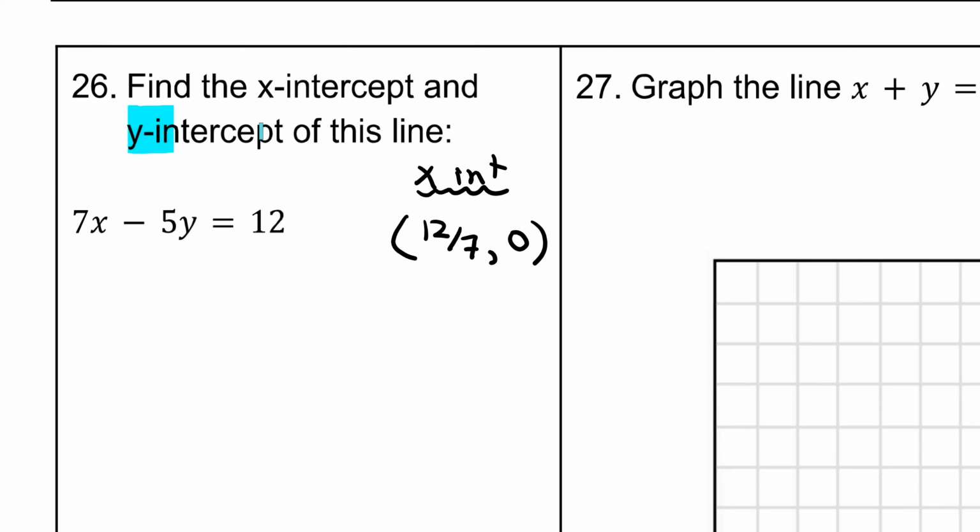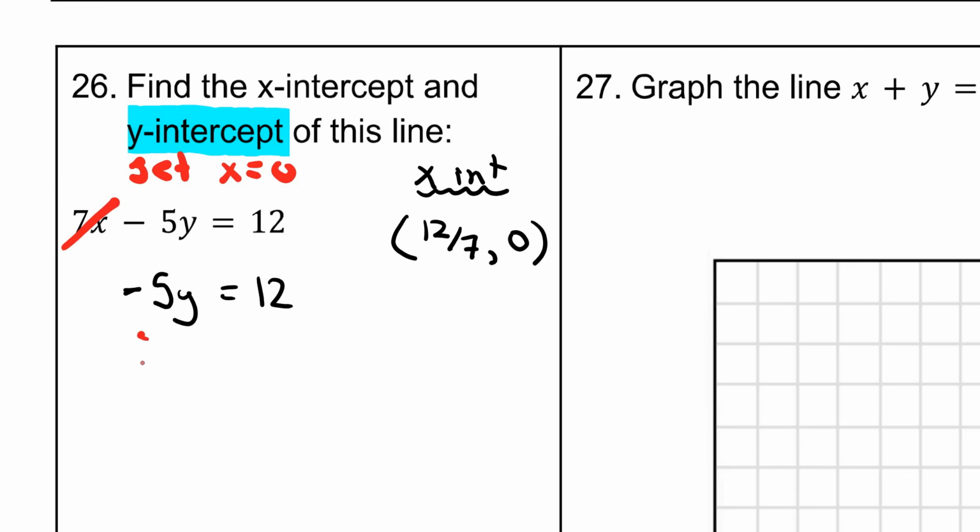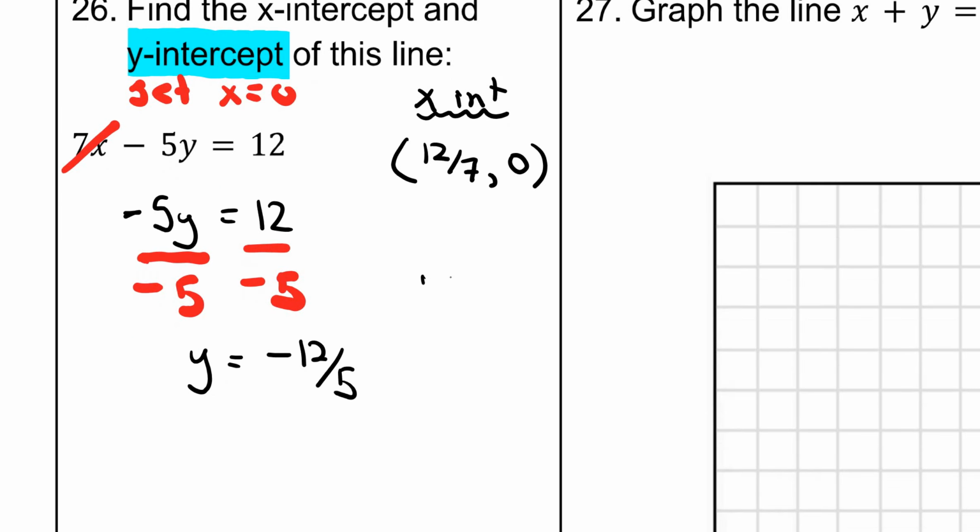Okay, if I want to find my y-intercept, we just set x equals 0. If x goes to 0, then this can go away, and now we're left with negative 5y equals 12. Then we can divide both sides by negative 5, and we get y equals negative 12 over 5. So your y-intercept here would be (0, negative 12 over 5). That's it for number 26.